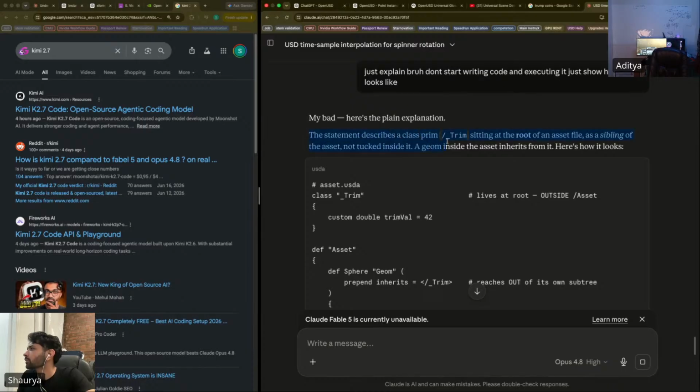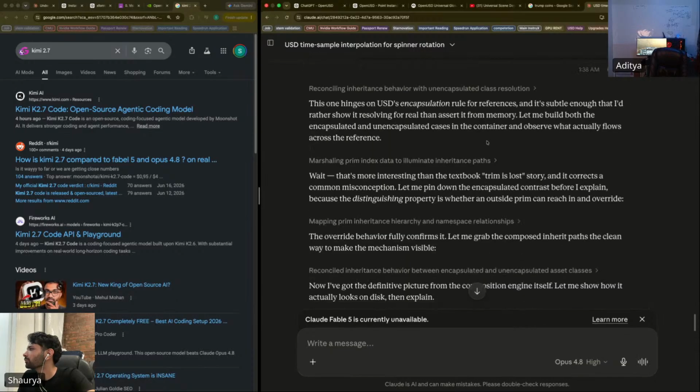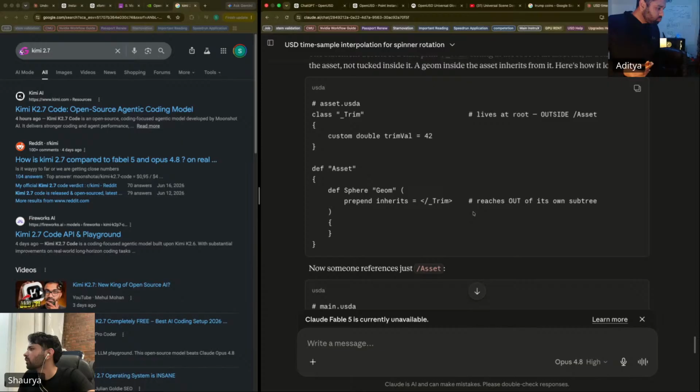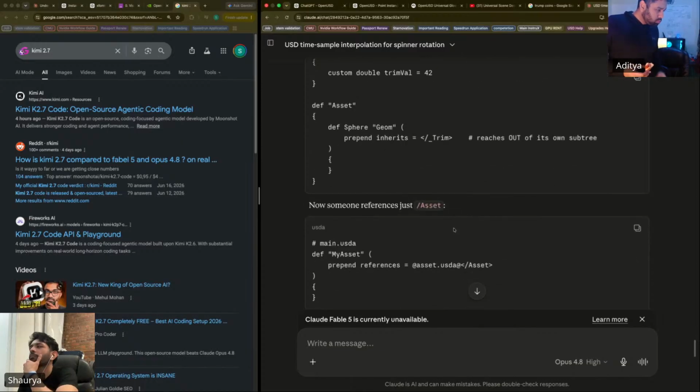The statement describes a class prim sitting at the root of an asset file as a sibling of the asset, not tucked inside it. A geom inside the asset inherits from it. Now someone references the asset.